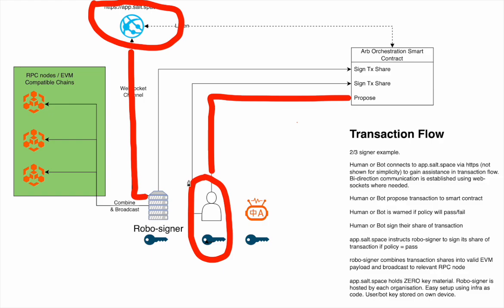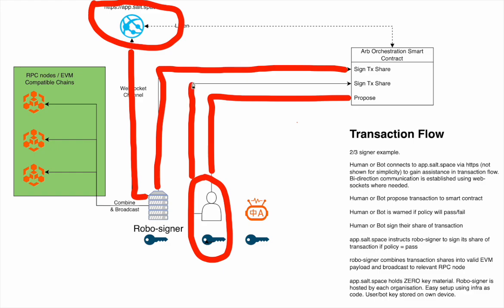And so what happens then is the robo-signer signs its share of the transaction, and the human signs its share of the transaction. Now remember, the human has been guided through the transaction flow by actually being logged in to app.salt.space. So now if we have a look at the smart contract, we have all that is required to form a valid transaction. We have a propose, and then we have 2 signing shares, and it's a 2 of 3 wallet.